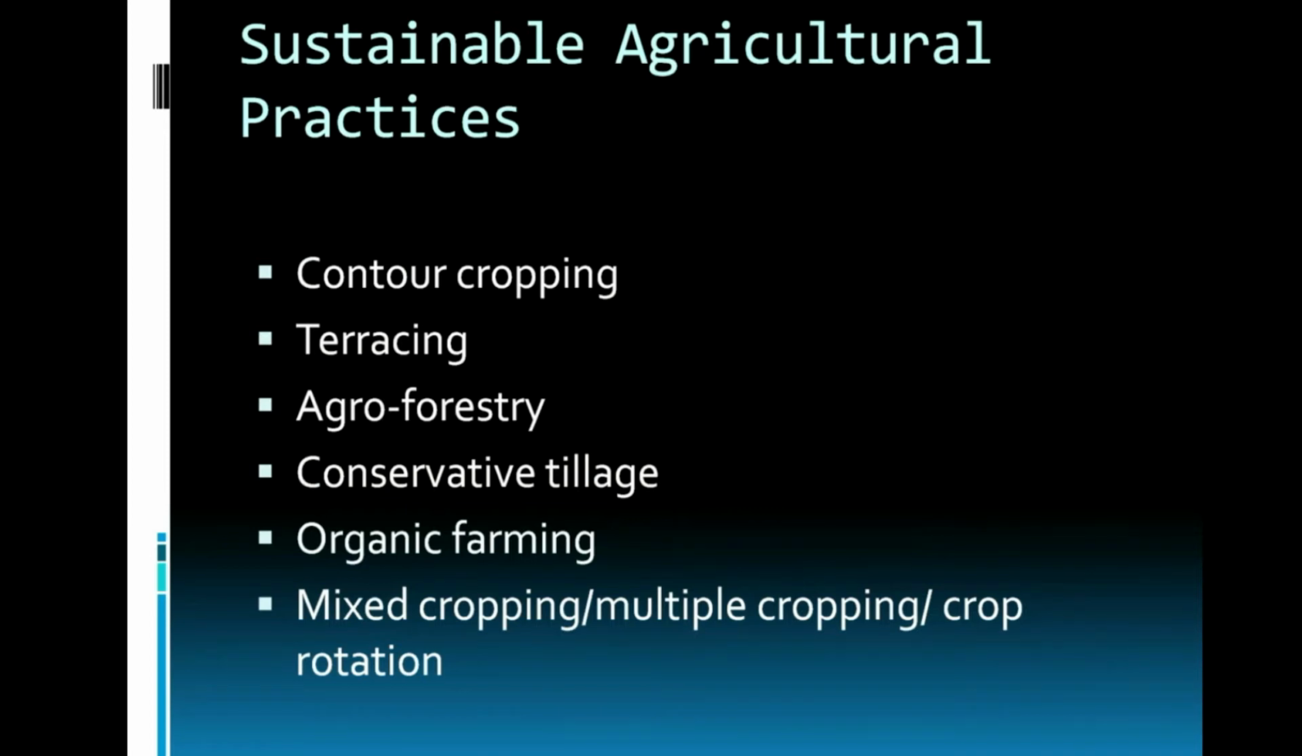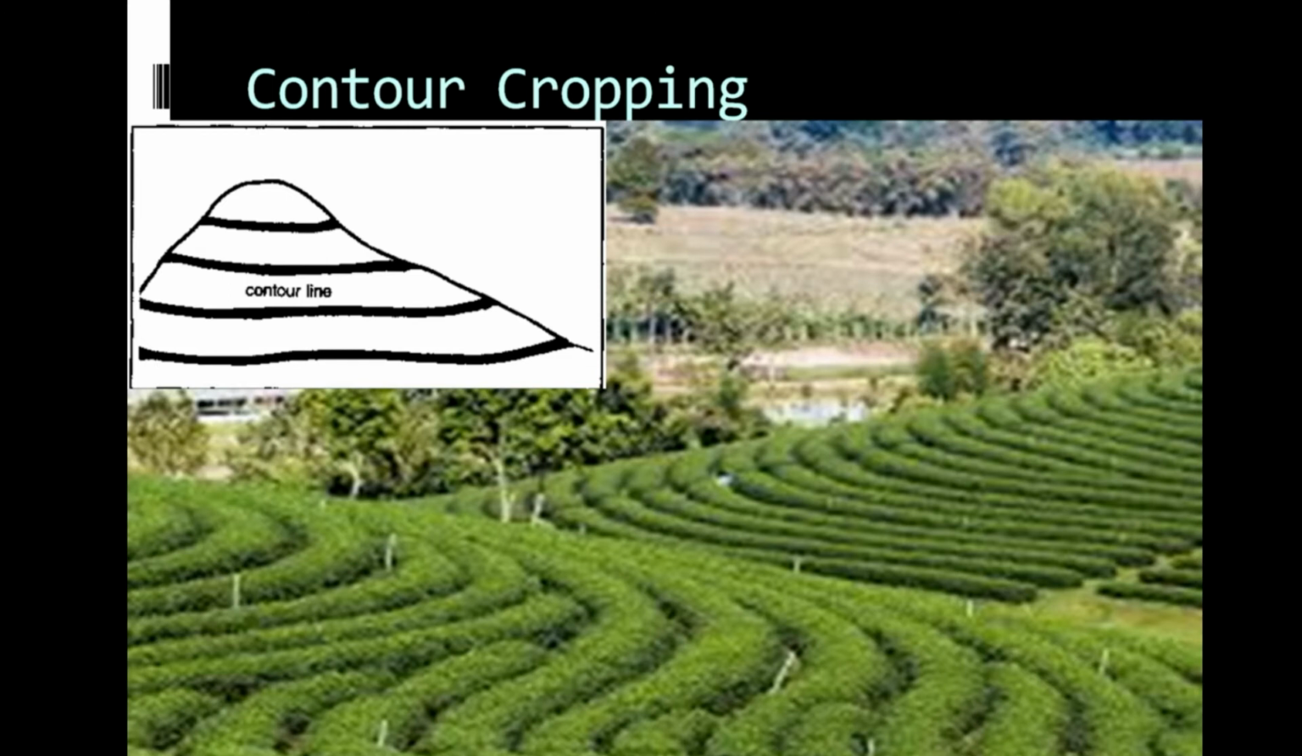There are, in fact, a number of sustainable agricultural practices. As you can see from this particular list, we have contour cropping, terracing, agroforestry, conservative tillage, organic farming, as well as mixed cropping or multiple cropping. Let's go through quickly. Now, contours are technically demarcations on the surface of the land, which highlights differences in elevation. Contour cropping is technically planting around the hillside along these specific contours. And there are, in fact, certain benefits associated with contour cropping.